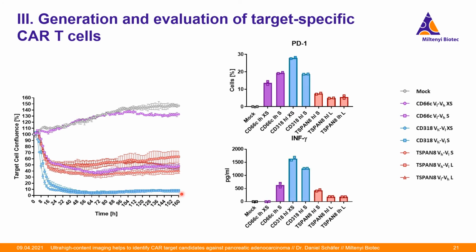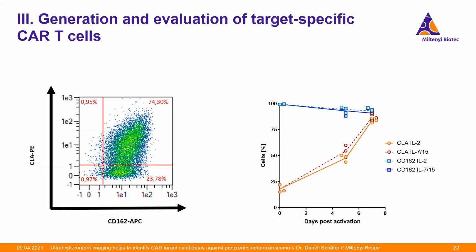We also analyzed marker upregulation on the CAR T cells, for instance PD-1 or interferon gamma release, and what we found normally is that the activation and cytokine release goes hand in hand with the killing efficacy of the CAR T cells. Again, it became clear that different spacer configurations, like here the XS and S, do have different efficacies, and this is something that needs to be considered and that we found out.